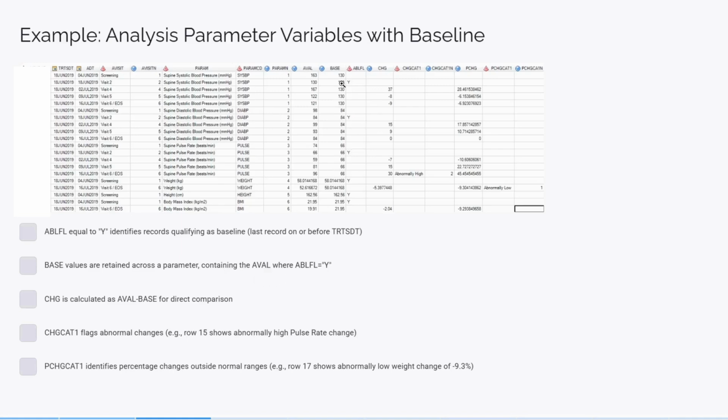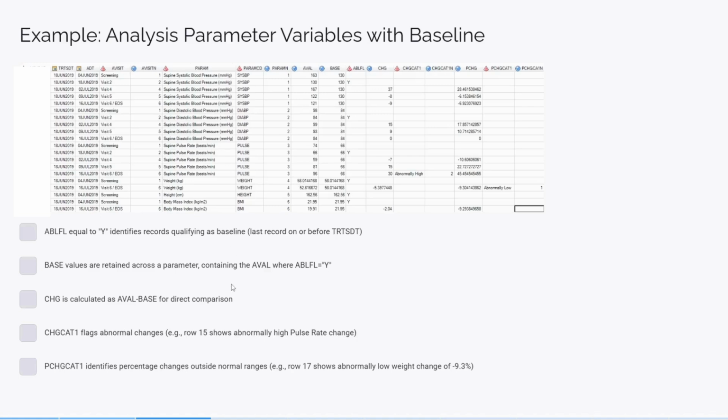So if this is 130 for this particular record, it will be continued for the remaining records for the base, and the change is calculated by AVAL minus base. So this is the original value in numeric format of that standard result, and AVAL minus base, 163 minus 130, will give you the change. Okay, the change will be there.